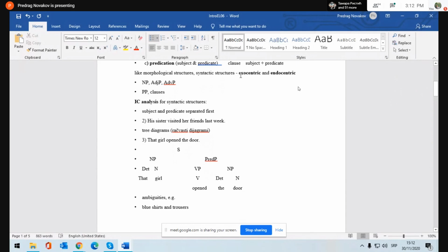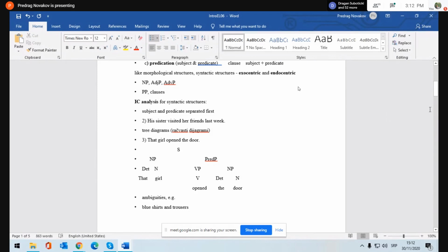Now, let me remind you, exocentric means that the center is outside. You cannot reduce it to one element. Endocentric, it is inside; you can reduce it to one component. What do you think about the noun phrases, adjective phrases, adverbial phrases, endo or exocentric? Maybe endocentric. Exactly, endocentric.